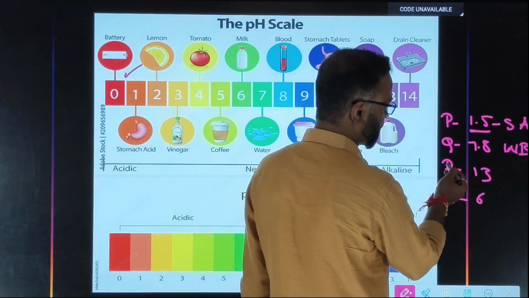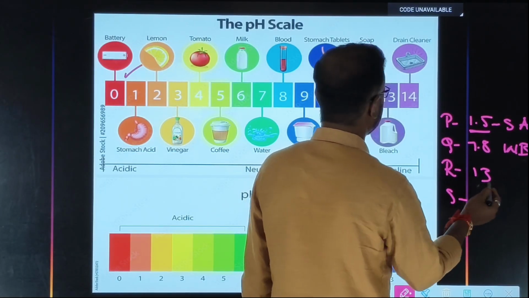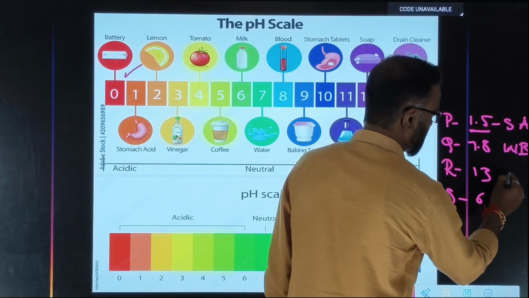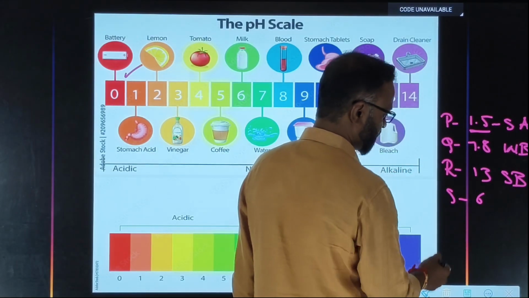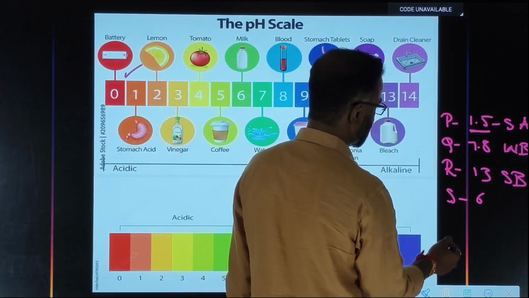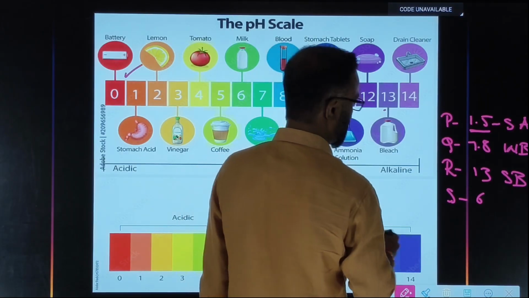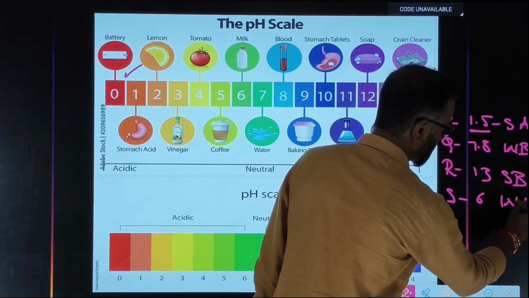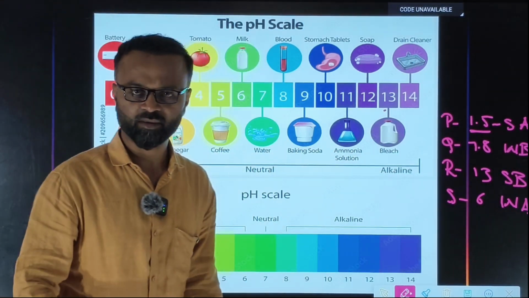If the pH value of solution R is 13, 13 means it is a strong base. If the pH value of solution S is 6, that means it is a weak acid. Very simple. Very, very simple.